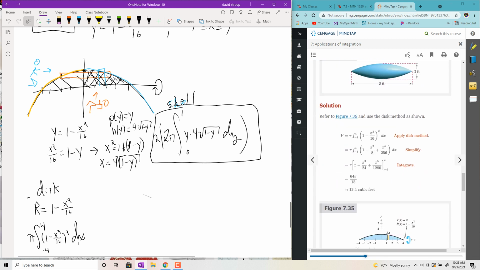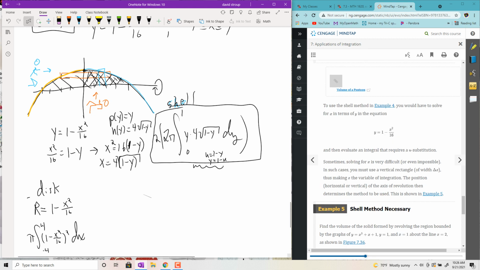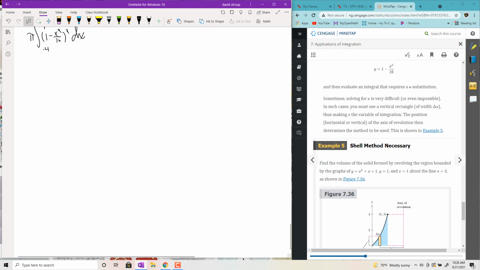And that's what they do. They do the disk method. They don't even mess around with the other method. Yeah, the other method is nasty, because this shell integral right here, you'd have to do a u sub on the 1 minus y, and then you would have to rewrite the y in front of it as 1 minus u, and it would just be kind of annoying.